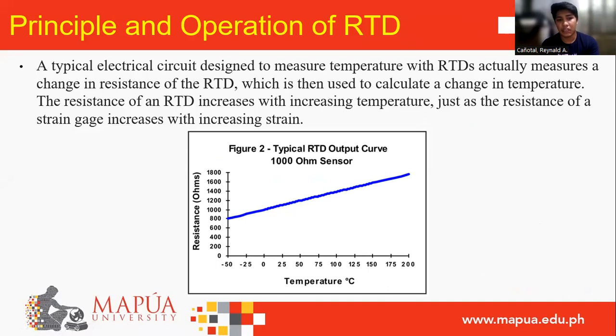A typical electrical circuit design to measure temperature with RTDs actually measures a change in resistance of the RTD, which is then used to calculate a change in temperature. The resistance of an RTD increases with increasing temperature, just as the resistance of a strain gauge increases with increasing strain. And as you can see on the graph, as the temperature increases, the resistance also increases.